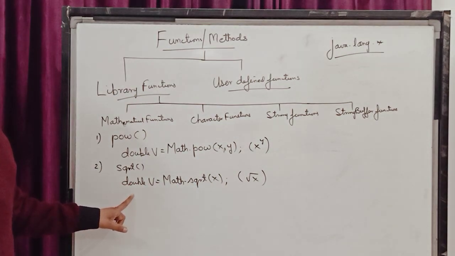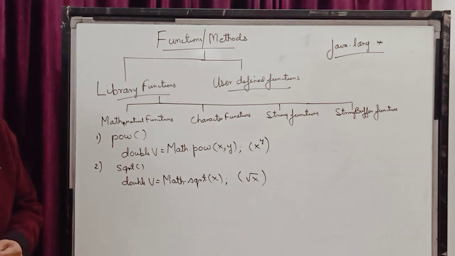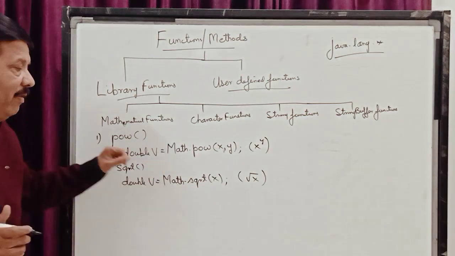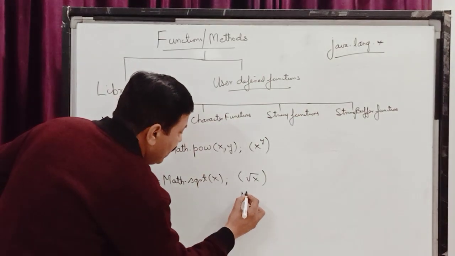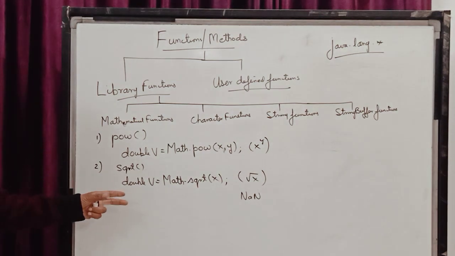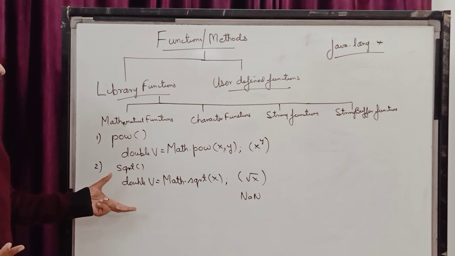But one more thing which we have to see here is that this function only returns the square root of a positive number. It does not return the square root of a negative number. If the value of x is negative, then it gives us a value NaN. NaN means not a number. So you cannot find out the square root of a negative number.